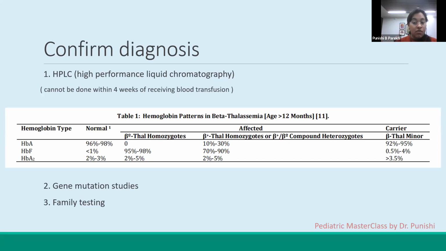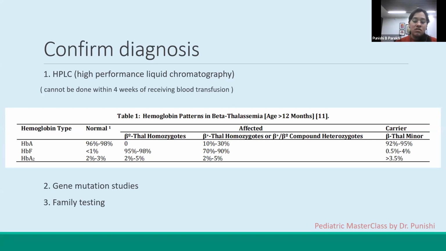Do you wait for 4 weeks for the patient to then come back and then send an HPLC? Is there any other way you can confirm the diagnosis? So one way of doing it is sending a sample of both the parents to see if they are carriers. Then there's a high probability that, okay, the child is a beta thal major. And another option would be to send genetic mutation testing.